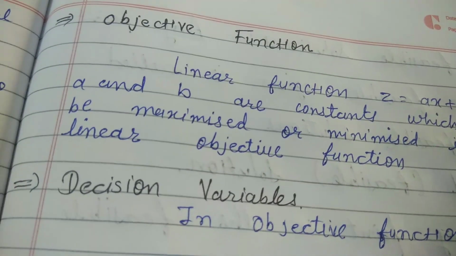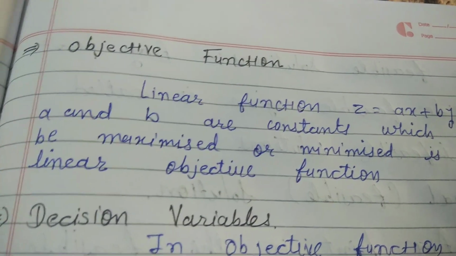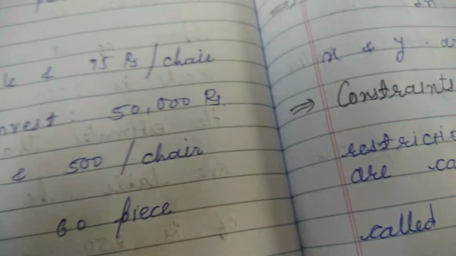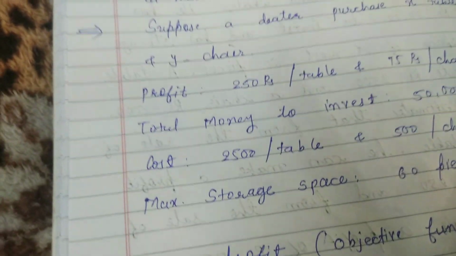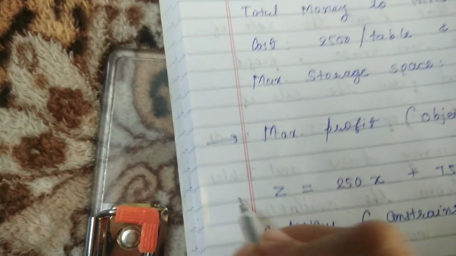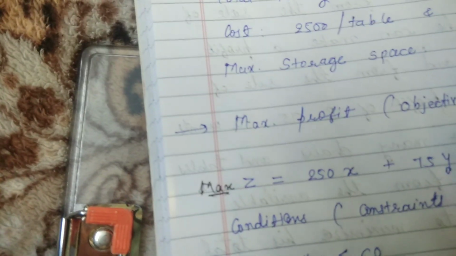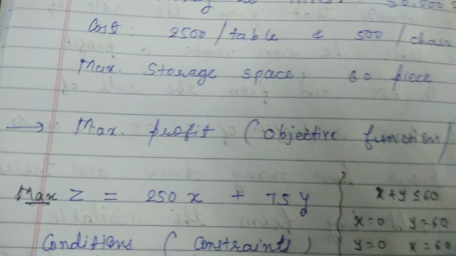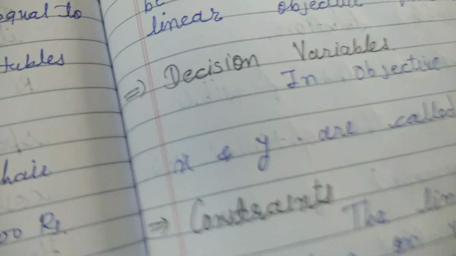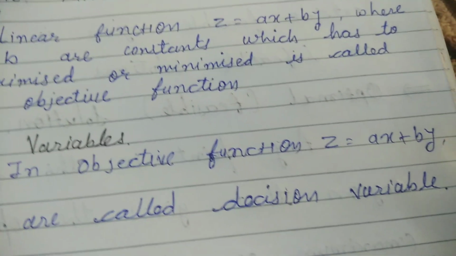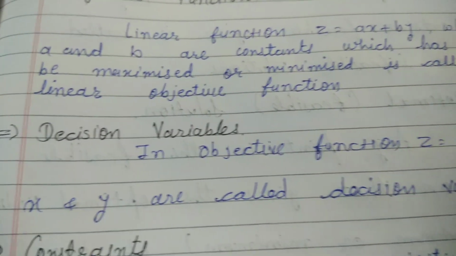In this example, we have taken Z equals 250X plus 75Y, and the function is given as maximize Z. Here I have not written anything, but when we want to say it, it is maximize, so we write maximum Z. So this is known as an objective function. Now the second thing is the decision variable. In the objective function Z equals AX plus BY, X and Y are called the decision variables.